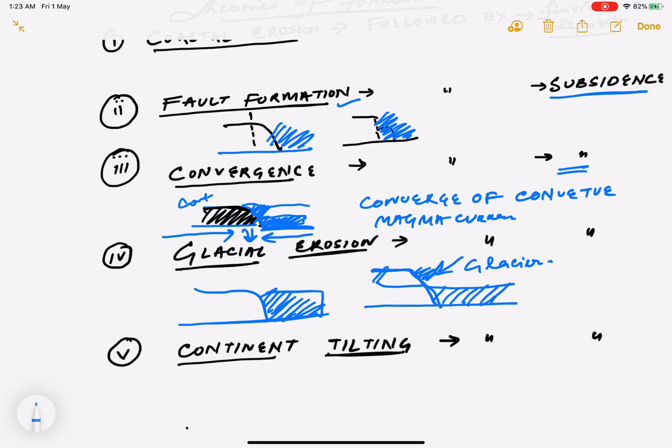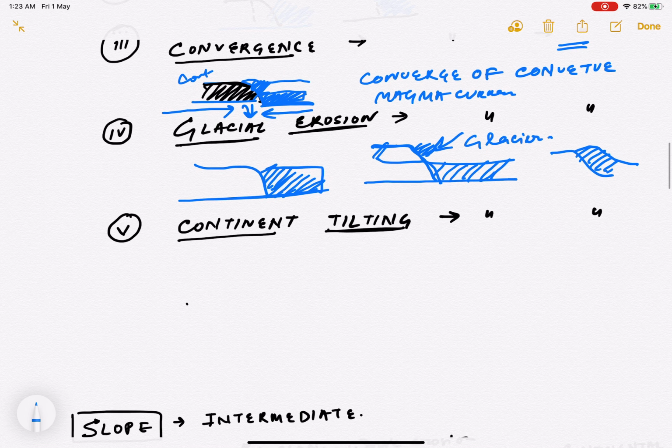And last but not least, during the termination of the glacier, what happened? This gets submerged in the water. Simple. Next is your continental tilting. What is your continental tilting? Continental tilting, again, it simply means that the continent tilts towards the ocean.